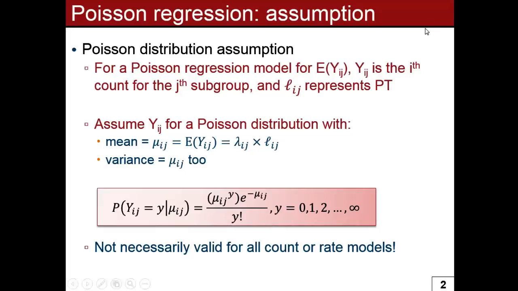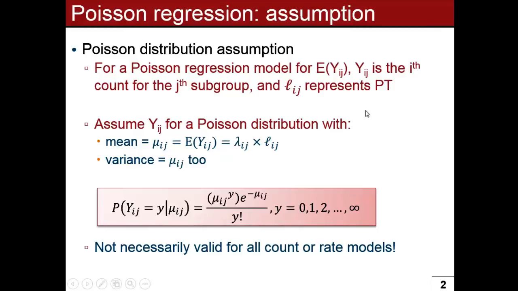So, the Poisson distribution assumption, just what is going on under the hood here. What we're saying when we model something with Poisson regression is that we're observing Y_ij's, these counts, the ith count for the jth subgroup. We have some person time associated with each of those observations, this little L sub ij. And we're modeling the expected value of the counts in a given group. We observe in that age group in Minneapolis a certain count, and that was one observation on that subgroup, but we are trying to understand on average what's going on in all of these groups. That's why we're modeling the expected value of Y.